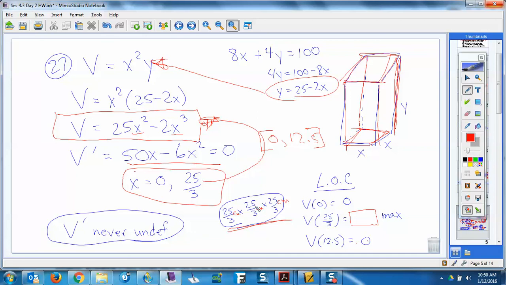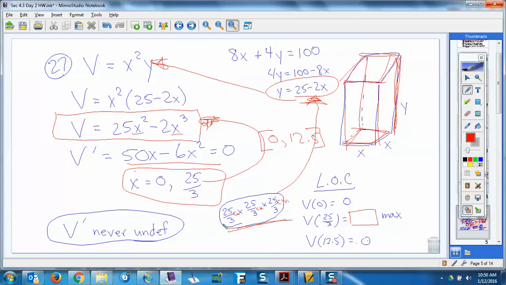Probably, I would say you take your 25 thirds and you plug it back into this equation up here, right, to get your Y. So you got 25 thirds as your X, so go plug it into that equation, you'll find the Y. Okay, and it turns out to also be 25 thirds. So it's a cube. Okay? All right, so that's 27.